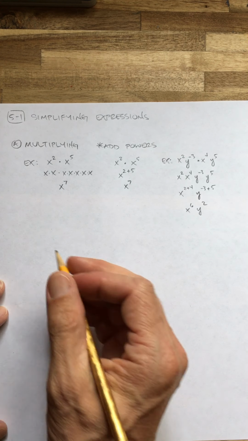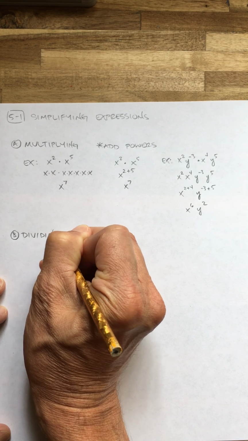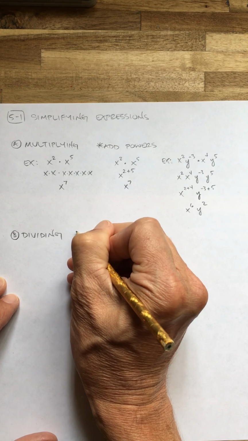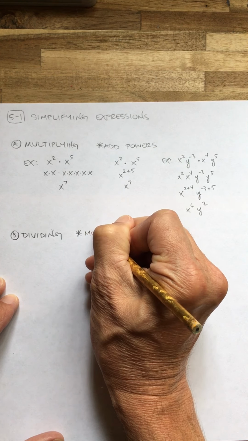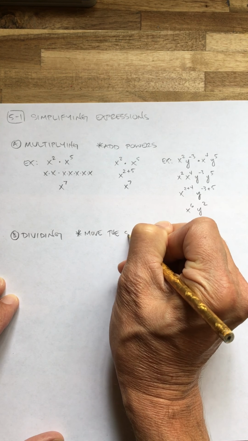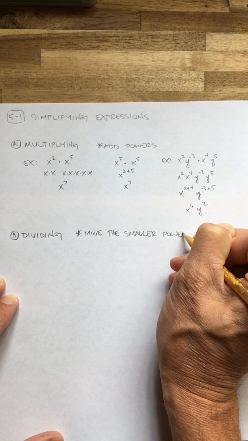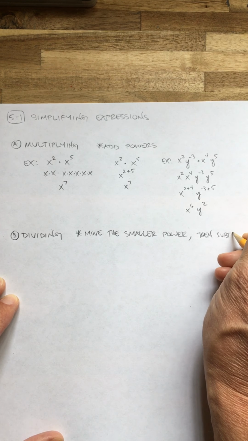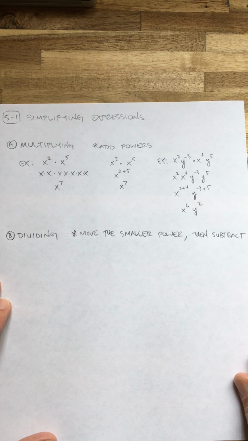Okie doke, let's do part B, dividing. All right, and in this type of problem, we're going to move the smaller power, then subtract. All right, we're going to move the smaller power then subtract. And I'll show you what I mean by that.